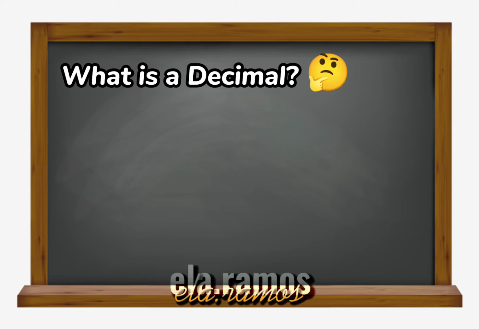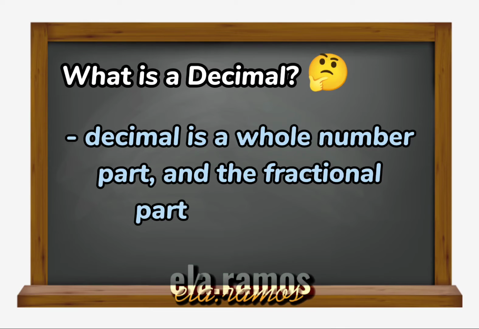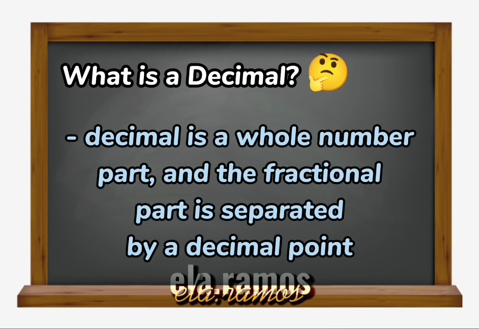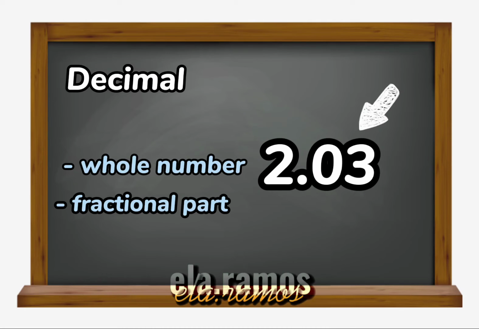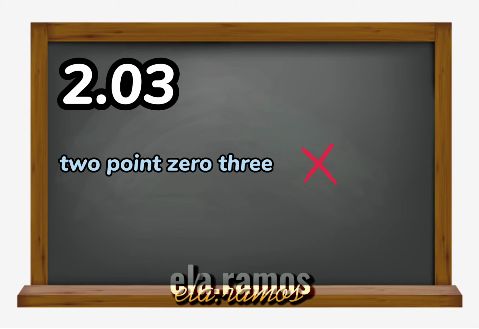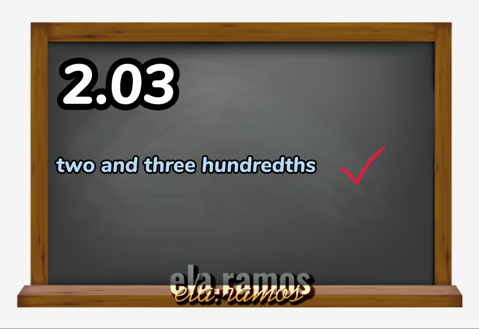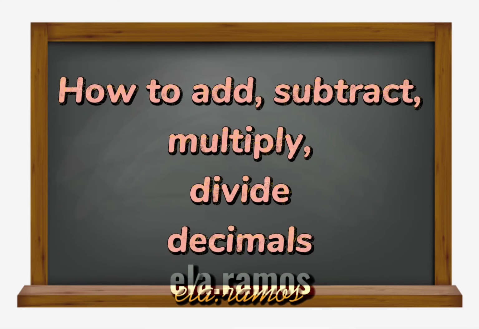But before that, what is the meaning of a decimal number? A decimal number is a number whose whole number part and fractional part are separated by a decimal point. A decimal contains a whole number, a fractional part, and a decimal point. In decimals, we're not going to read this as 2.03, but we're going to read this as 2 and 3/100ths. Now we know about decimals, we need to know how to add, subtract, multiply, and divide decimals.